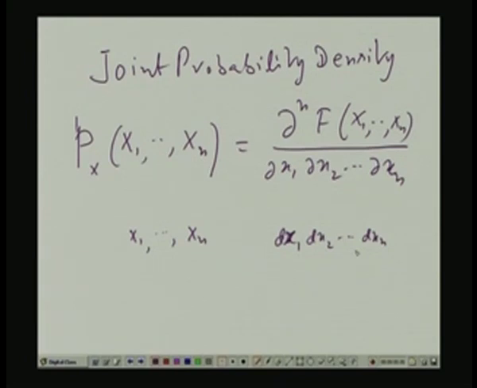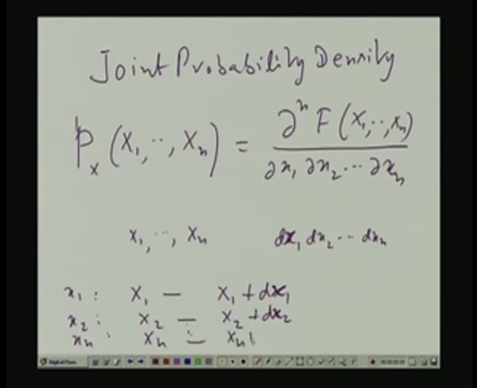So basically it defines a region where the variable x1 goes from capital X1 to capital X1 plus dx1. This is the zone for variable x1, then for variable x2 again this is the range, and so on.